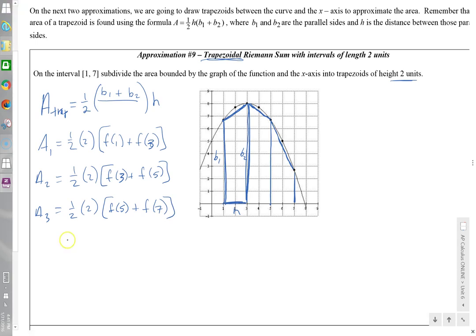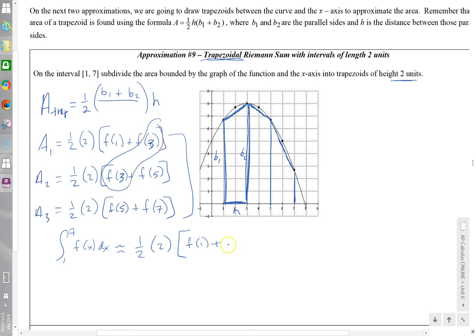So we could say that the area from 1 to 7 of f of x dx could be approximated with, well, the width. We could factor some of these out, right? Because we would sum all these together. So we have 1/2 times 2. That's weird, that 2 disappearing like that. All right, so then we have 1 f of 1, and then notice there are 2 f of 3s, and there are 2 f of 5s, plus 1 f of 7.